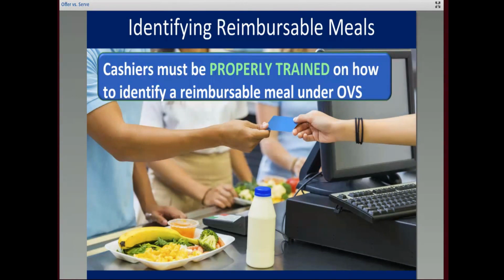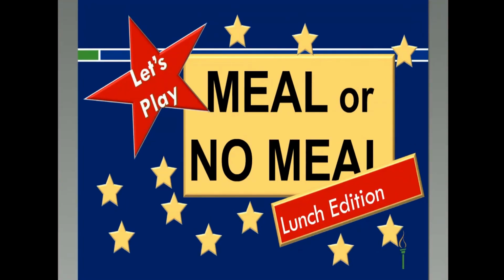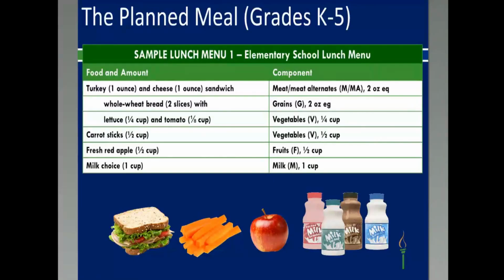Identifying reimbursable meals, again, at the POS, this is the most important part of claiming those reimbursable meals. The person at the POS system must be properly trained in order to identify if what the student has selected counts as a reimbursable meal. Here's where we will use our resource, the planned meals, to identify whether the student selection that we've come up with counts as a reimbursable meal or not. To start with, we will start with elementary school, K through 5.